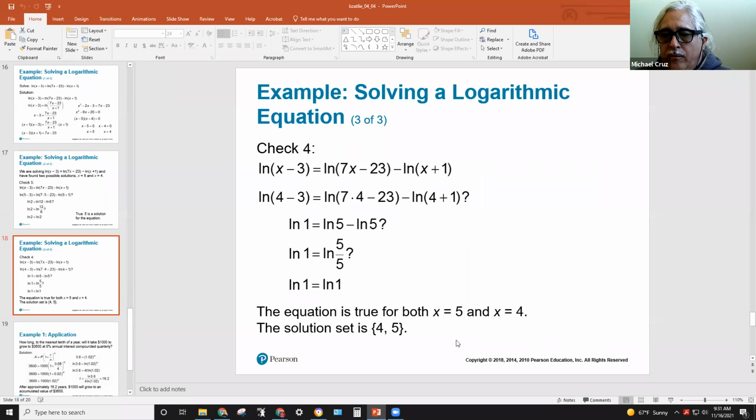Same thing with 4. 4 minus 3 gives us 1. 4 times 7, 28, minus 23 gives us 5. And then here, the negative ln of 4 plus 1 is also 5. We can put these together.